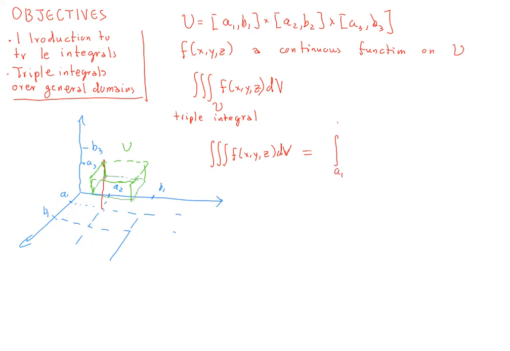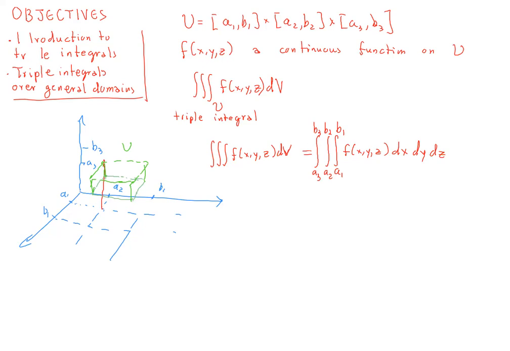So you start from a1, b1, you integrate this function with respect to x. Once you integrate it with respect to x, then the dependence upon x disappears, and what you have really depends on y and z. So then you can integrate it from a2 to b2 with respect to y. Now the dependence upon y also goes away, so now you have a function just depending on z. And finally, you integrate that from a3 to b3 with respect to z.